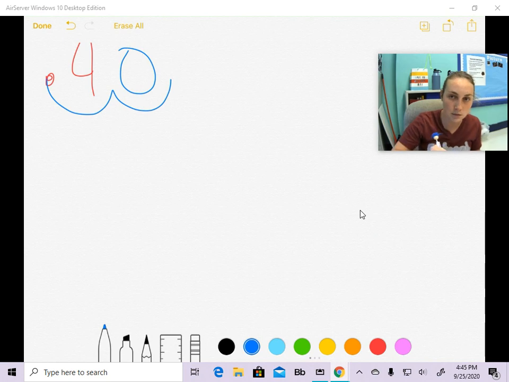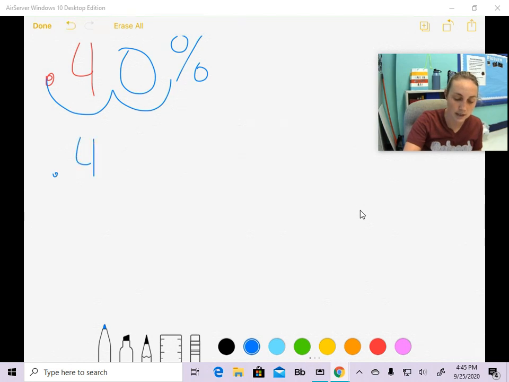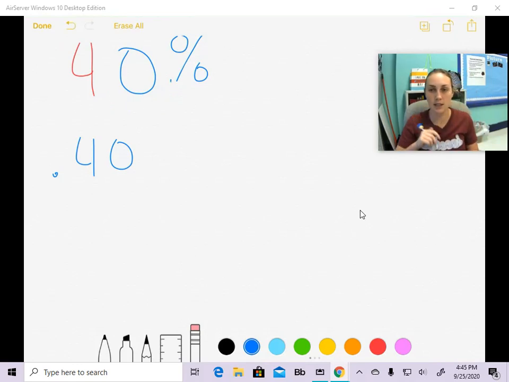We're going to add that 0, and then we're going to add the percentage sign, okay? So now we have both the decimal and we have the percent. We have the percentage and we have the decimal.